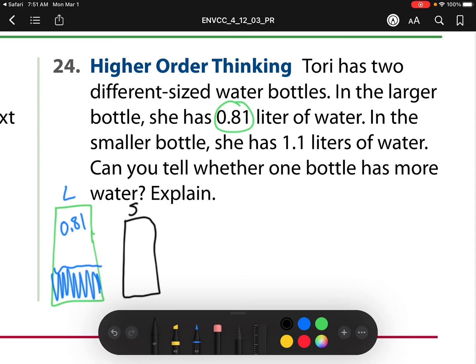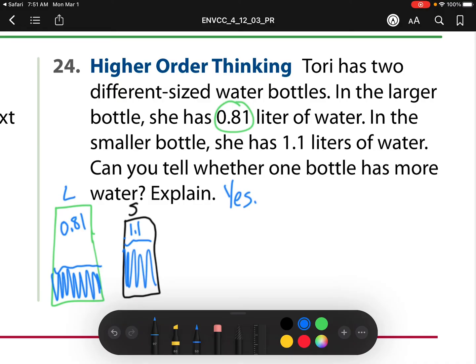And then we have this smaller bottle, which is weird. And why is it weird? Well, because in that smaller water bottle, it actually has more water, because it has 1 1/10. So can we tell which one has more water? Yeah, we can. And why is that? Even though the bottles are different sizes, we're comparing the number of liters. We're comparing how much water they have. We're not comparing the sizes.